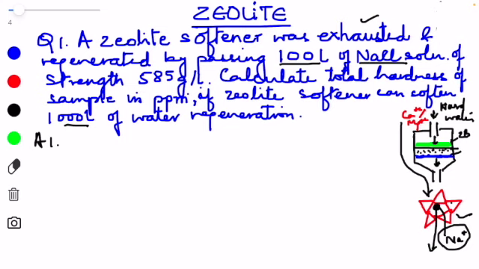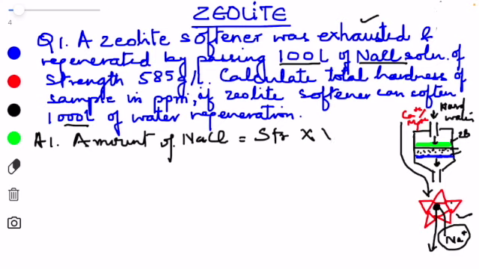First, we will calculate the amount of NaCl required for this process. Why? Because the amount of NaCl gives us an idea about the amount of hardness present in the water. The NaCl carries sodium ions and they will go and sit in place of the calcium and magnesium in the zeolite after passing the hard water. So how to calculate the amount of NaCl? It is equal to the strength of the NaCl solution multiplied by the volume of NaCl solution used.